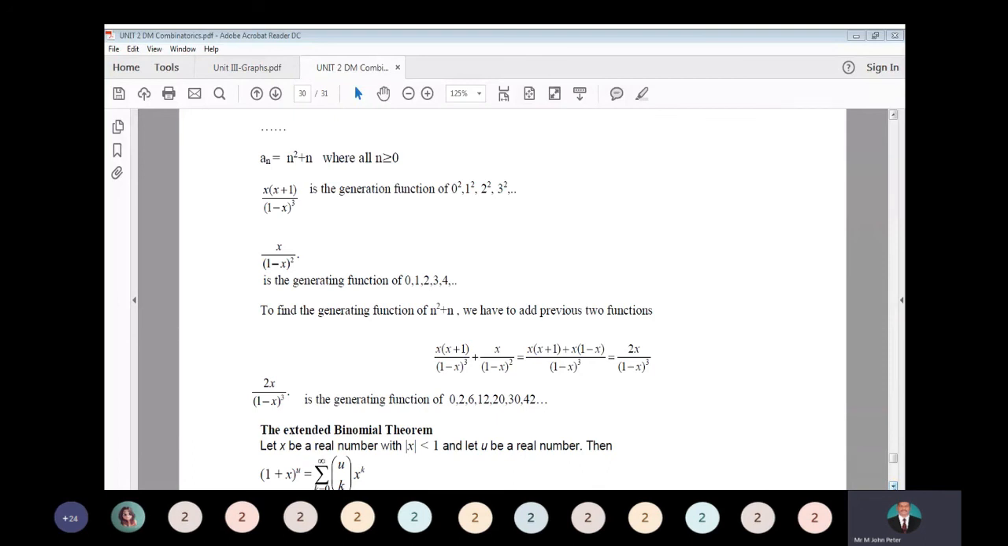So 2x by (1 minus x)^3 is the generating function of the sequence 0, 2, 6, 12, 20, 30 and 42.